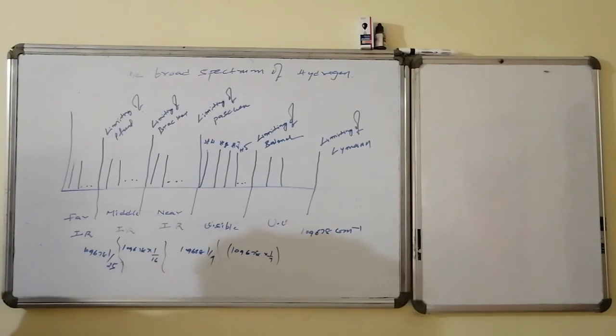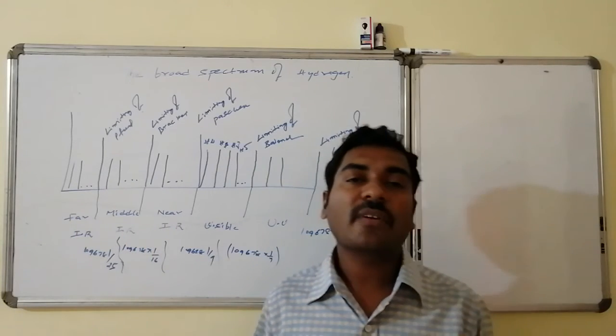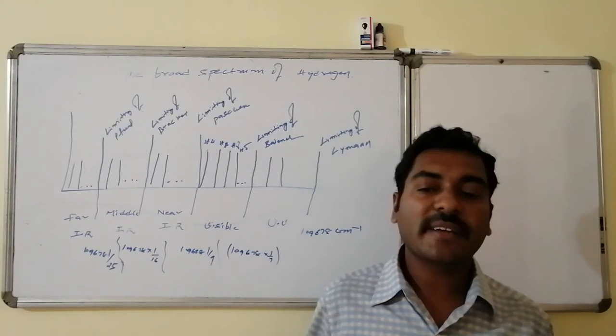Like this, wave numbers are present for the limiting frequencies of the Lyman part, Balmer part, Paschen as well as Brackett and the Pfund.